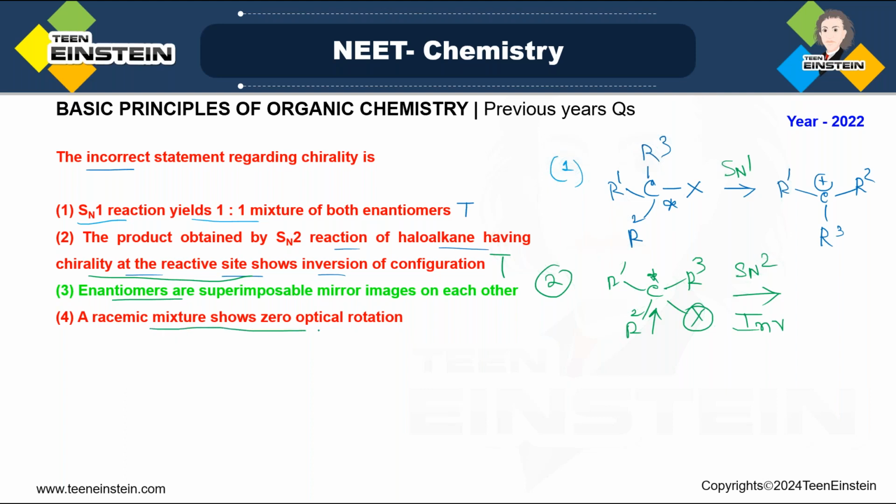And the last statement, racemic mixture shows zero optical rotation. Suppose you have enantiomers, and racemic mixture means both R and S are present 1:1. So if R is rotating plus x degree, then S will be rotating minus x degree. And as they are present in the same amount, this will be cancelled by this, and after all, there will be zero optical rotation. So this statement is basically correct. Only the third one is incorrect.